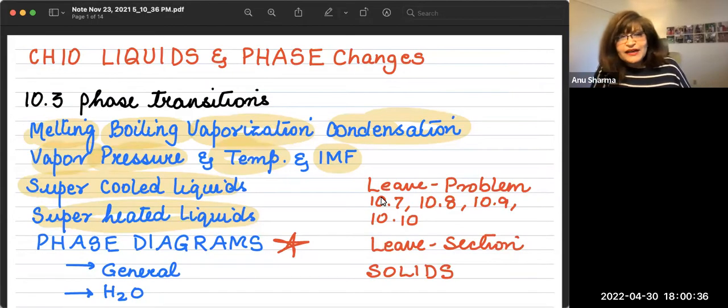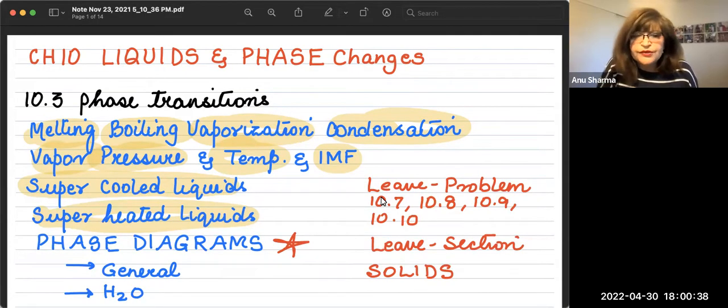Hi, guys. Okay, so I'm going to walk you through the notes of chapter 7, which is on liquids and phase changes. And in this recording, I will walk you through the phase transitions section. We will talk about boiling, melting, vaporization, condensation, vapor pressure, temperature, and the intermolecular forces, that is the IMF.